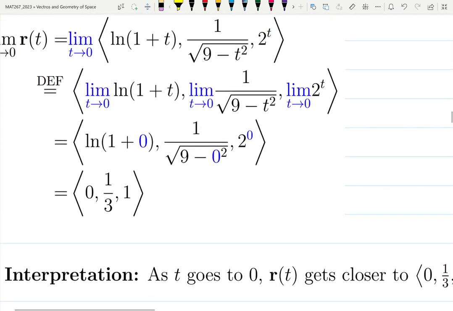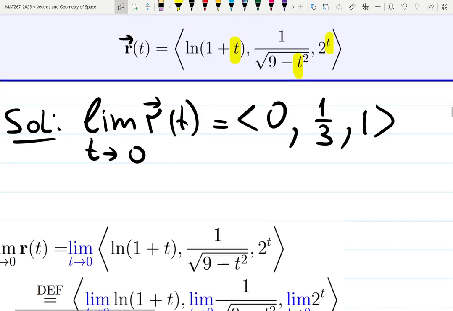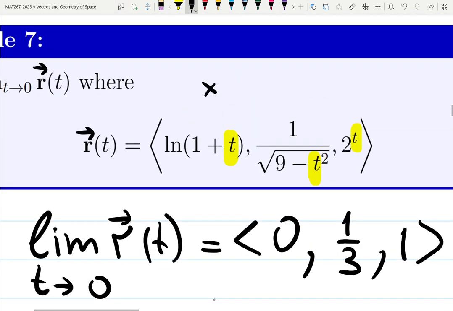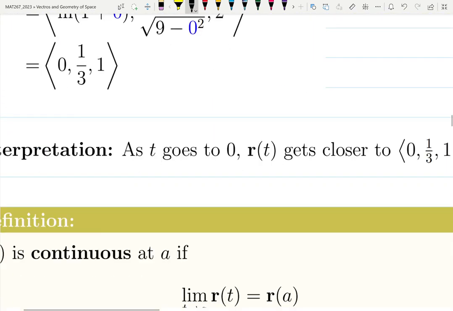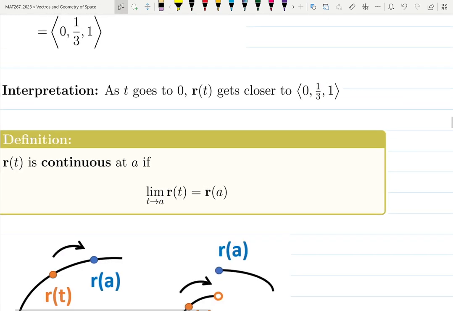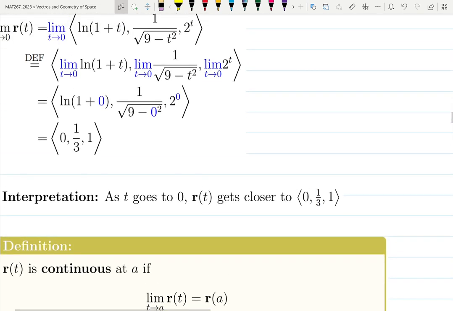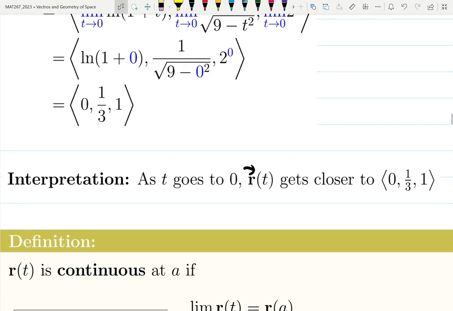And 0 is a fourth dimension here, t. So we have 3 dimensions, x, y, and z. But then what is t? T is a 4th dimension. It's a parameter. So maybe temperature, maybe time. It's easier to imagine it's time. Interpretation: as t goes to 0, r gets closer to 0, 1/3, and 1. That is the idea here. We did that many times in calculus 1, so that should be good.